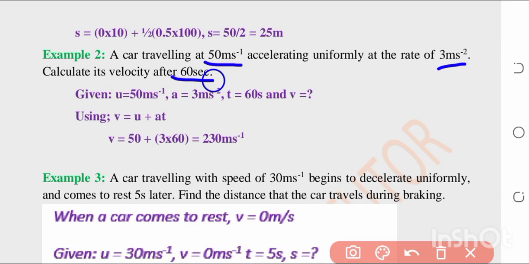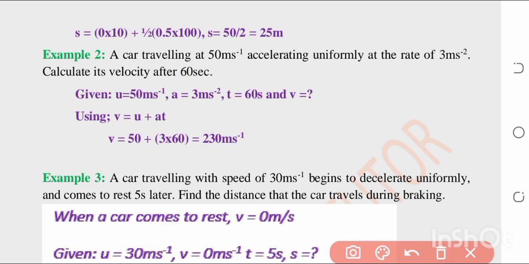Okay, and with that, looking at the parameters that we have, we are looking for v, we have t, we have a and u. The equation that suits this question is v equal to u plus at, and that is why we chose this. And substituting all these parameters into the equation, we have this, and that will lead us to this. So our final velocity, or we can call this instantaneous velocity since the journey is still on, will be equal to 230 meters per second.